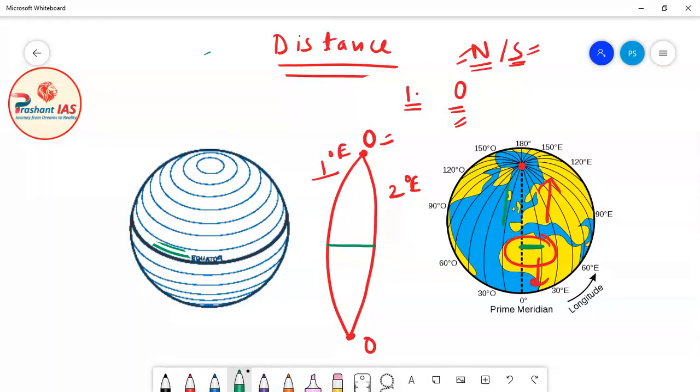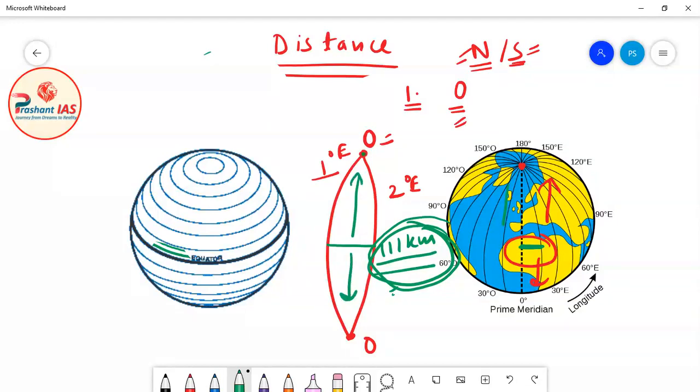The distance between two meridians of longitude is maximum at the equator, and that distance is approximately 111 kilometers. I am saying approximately, this is not an exact number. When you move from the equator to the poles, it reduces and finally becomes 0 at the poles. So friends, you have seen that the distance between two consecutive parallels of latitude is 111 kilometers, and the distance between two meridians of longitude near the equator is also about 111 kilometers. This is a very large distance.